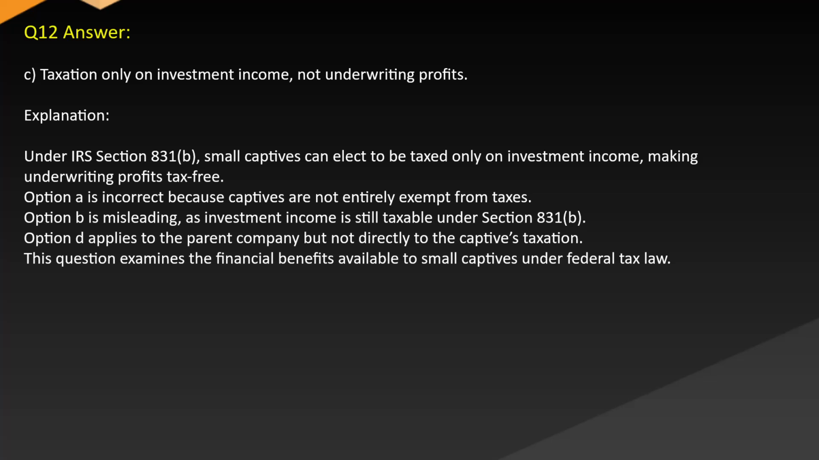Option A is incorrect because captives are not entirely exempt from taxes. Option B is misleading as investment income is still taxable under Section 831(b). Option D applies to the parent company but not directly to the captive's taxation. This question examines the financial benefits available to small captives under federal tax law.